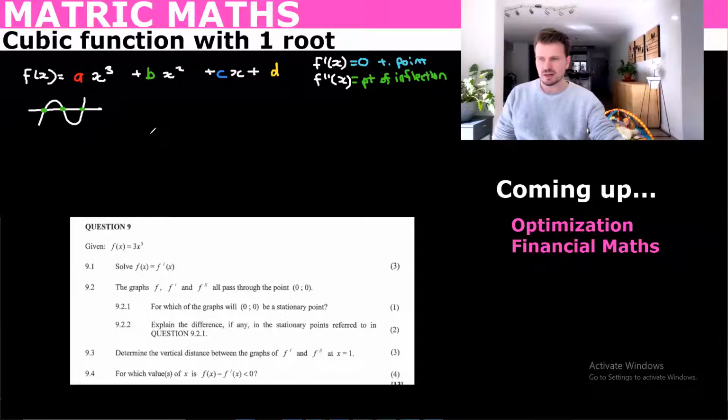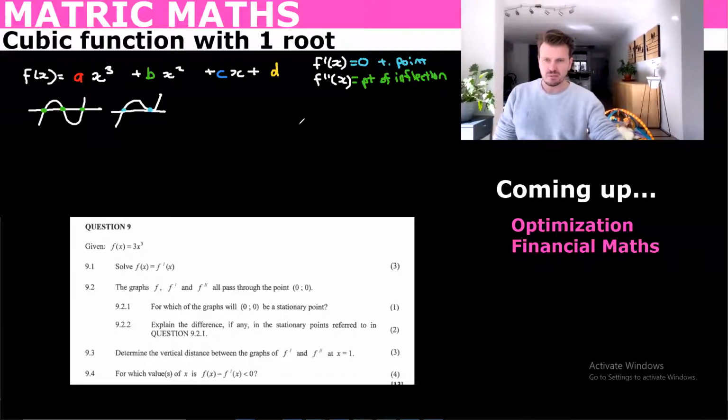Now, what we had last time was an example where the second and third root actually touched on the x-axis. So we ended up with just two roots. And we saw this one, when you factorized, one of the roots became a perfect square, giving you the same root. So this one had two roots.